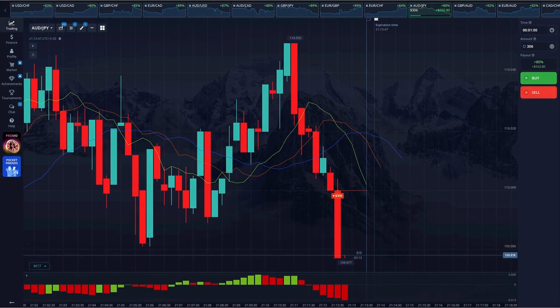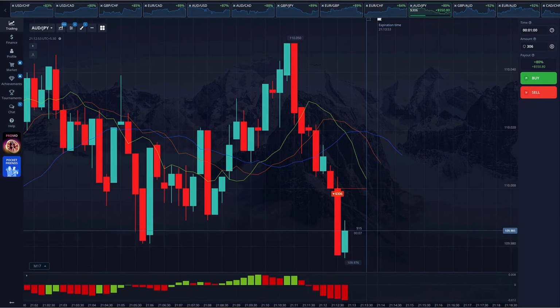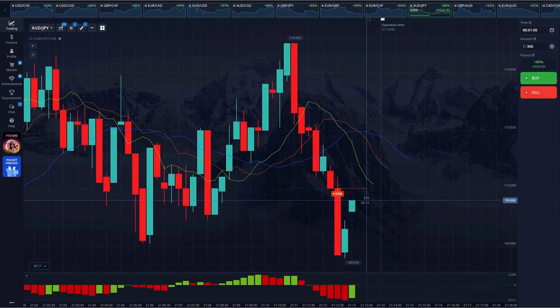Down below, the Accelerator Oscillator printed those bold red bars pushing right below the 0 line, screaming that negative momentum was taking over. Seeing the Accelerator Awakening conditions met, I executed a 1-minute sell trade right on this candle. It looked like a guaranteed drop.